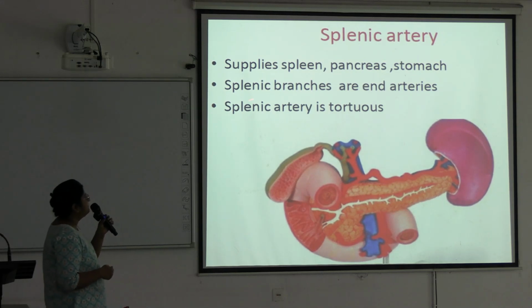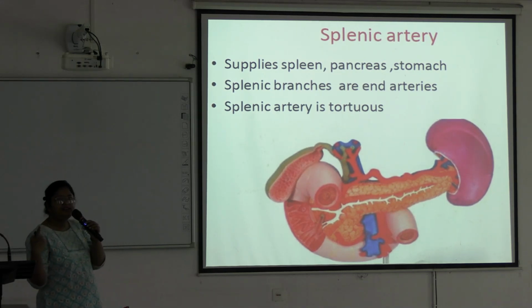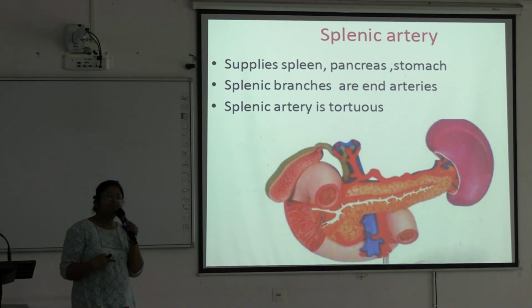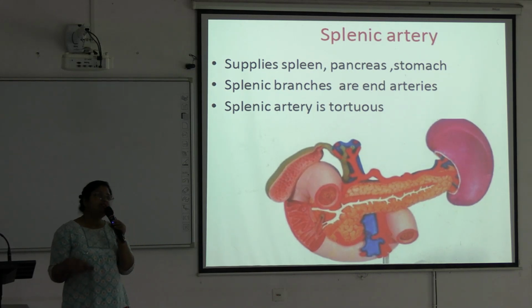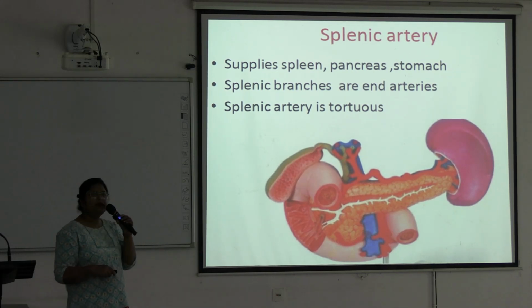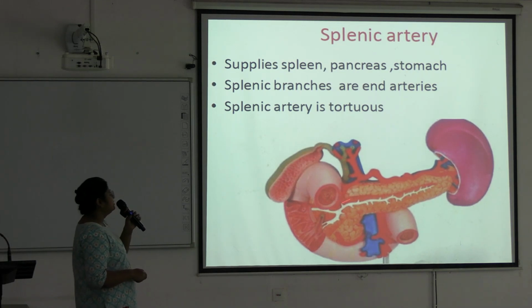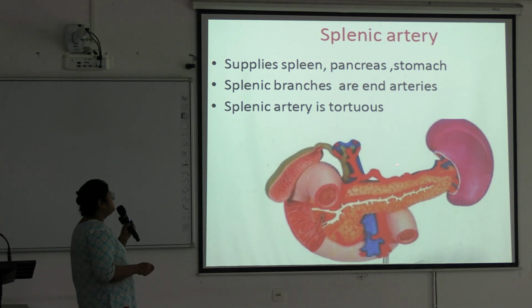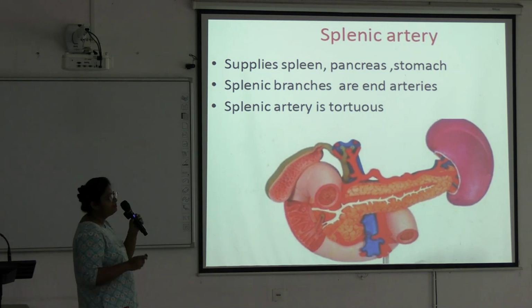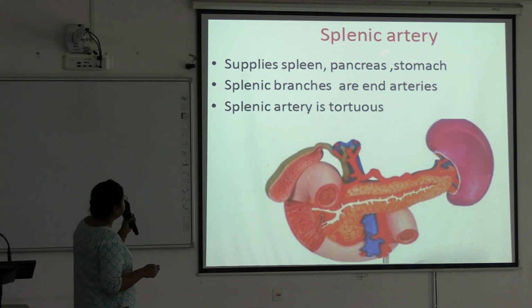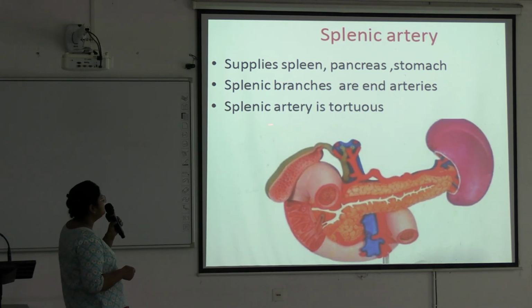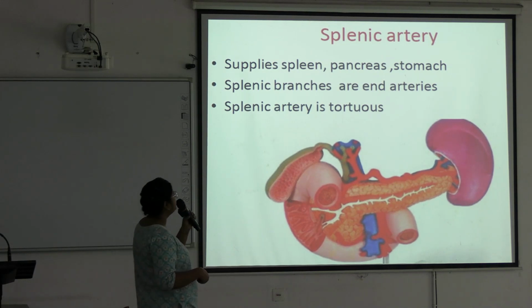So the splenic artery supplies the spleen. You have seen the splenic artery in the viscera of DPS, duodenum, pancreas, spleen, and also in the cadaver. You have seen the tortuous splenic artery lying along the superior border of the pancreas. This is a branch of the celiac trunk. It supplies the pancreas, spleen, and gives short gastric arteries to the fundus of the stomach. So it supplies spleen, pancreas, and stomach, and the splenic artery is a tortuous artery. These are important features of the splenic artery.